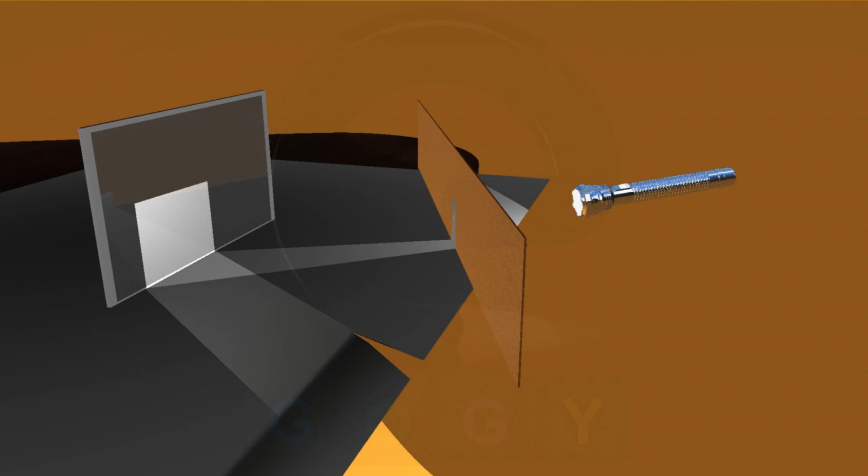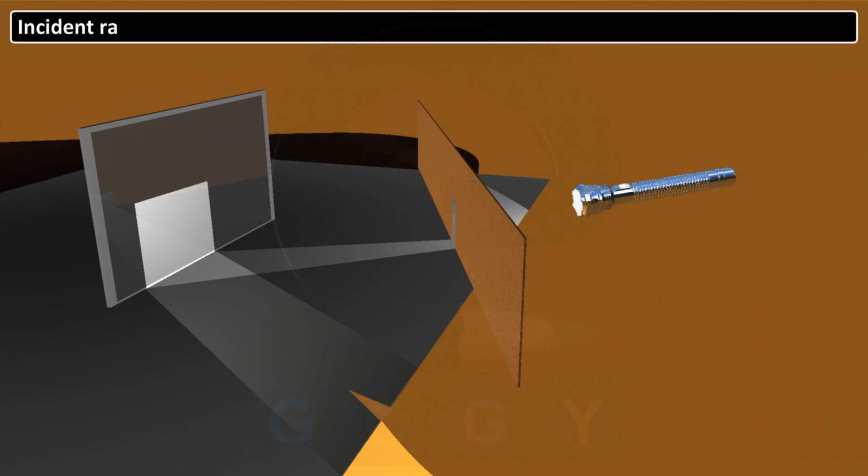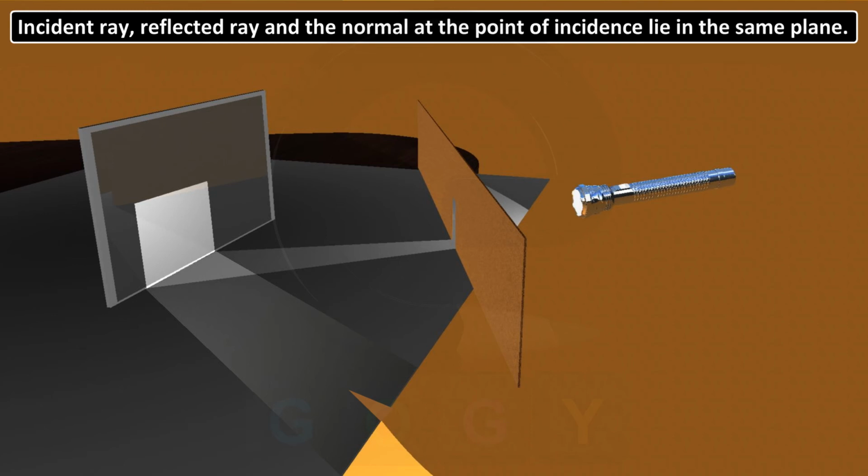Now again bring the paper back to the original position. Check now if you see the reflected ray again. Yes, the reflected ray is visible again when we bring the paper to its original position. So we infer that the incident ray, reflected ray, and the normal at the point of incidence lie in the same plane. We can explain the above phenomenon as given here.